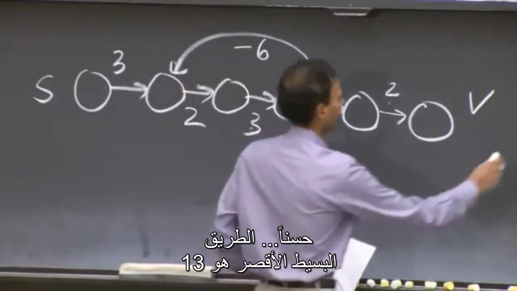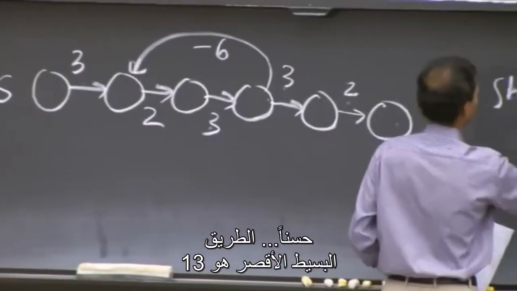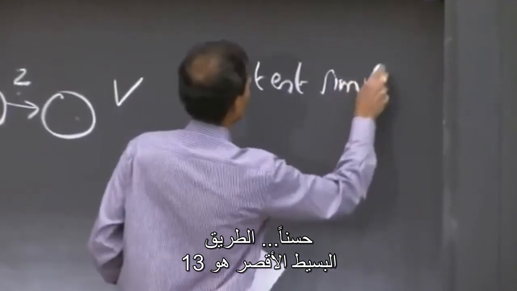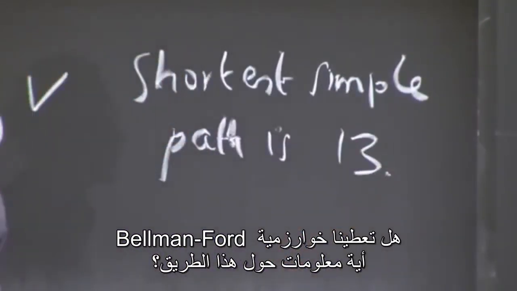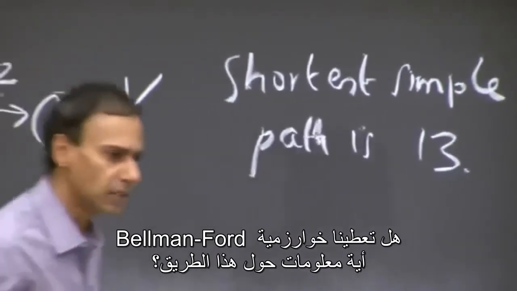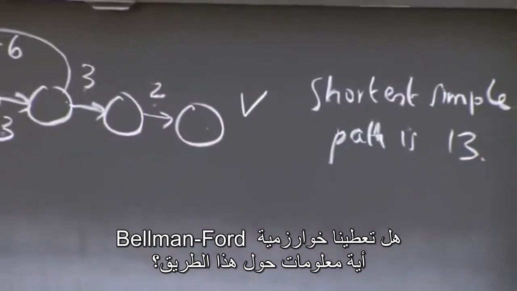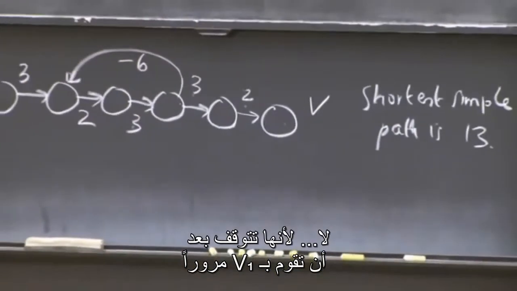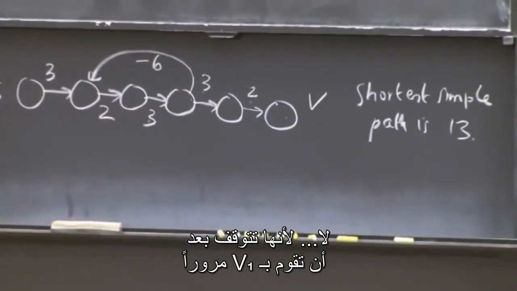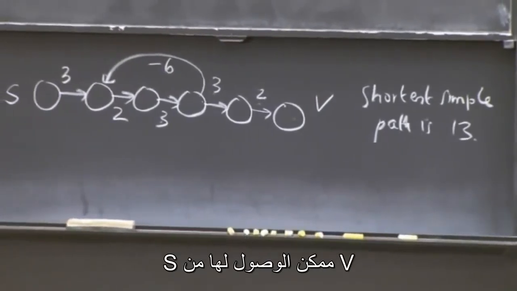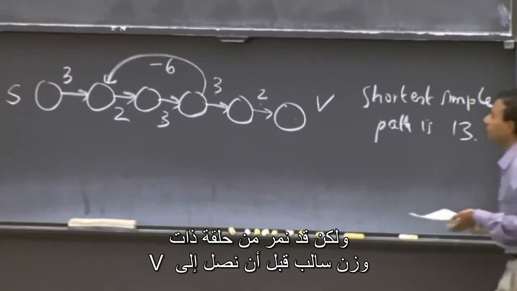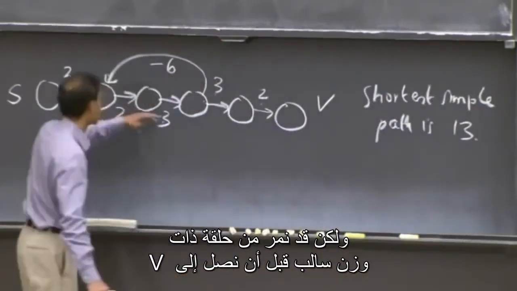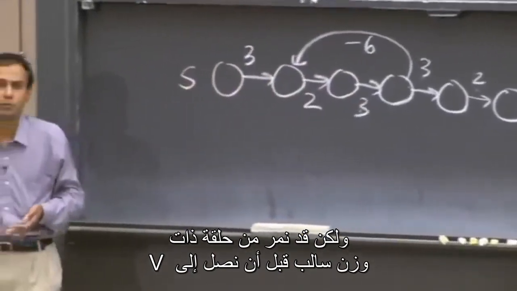All right? So the shortest simple path is 13. Will Bellman Ford give you any information about this path? No, because it will abort, right? After it does its V minus 1 passes, V is reachable from S, but you potentially go through a negative weight cycle before you reach V.